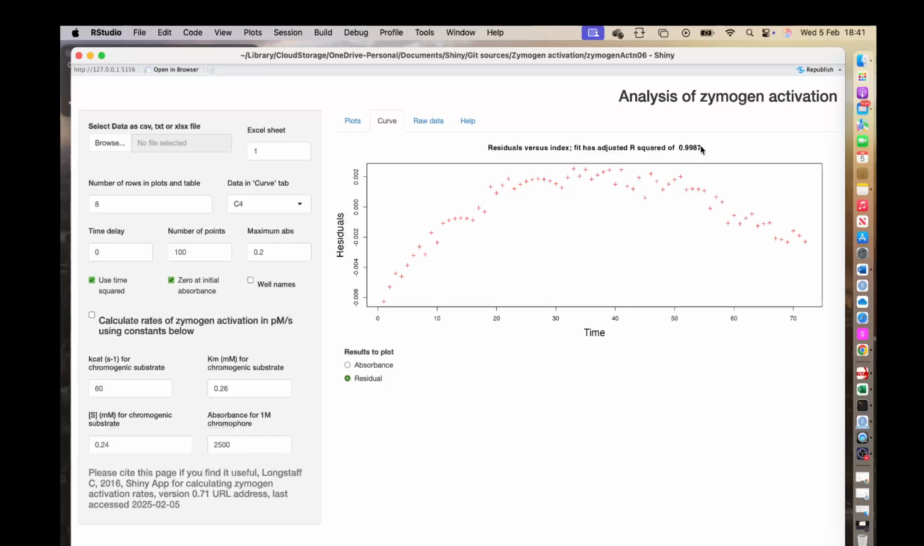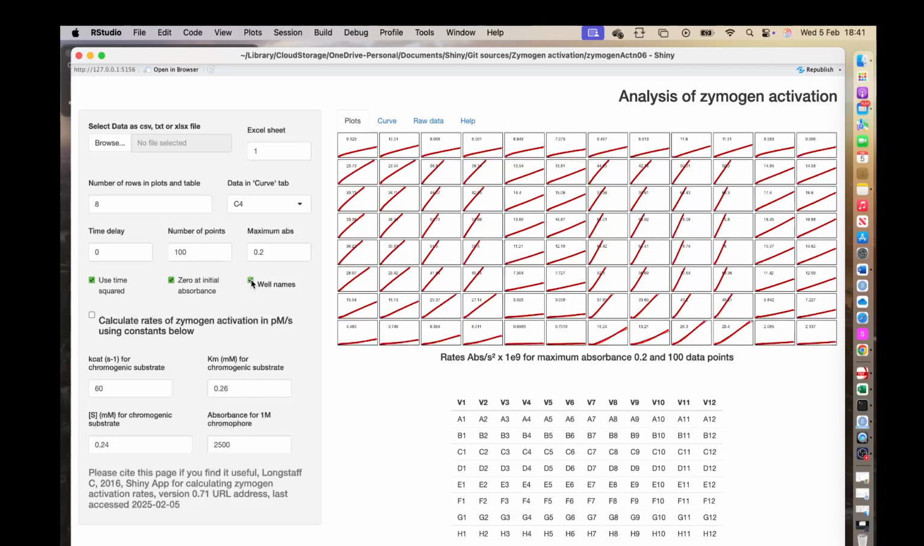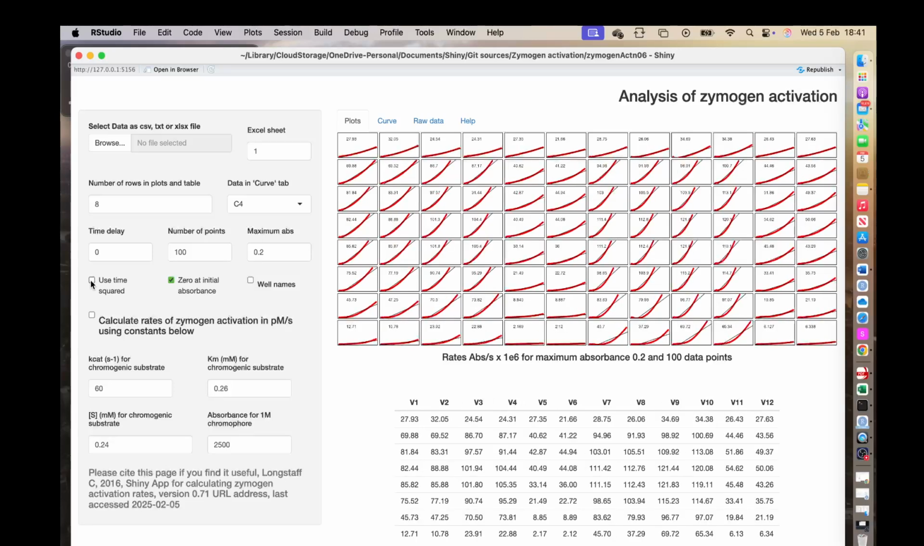There are 4 more simple options below this. Zero initial absorbance is useful for plotting if you have variable starting absorbances in your reactions. Zero initial absorbance will help with the appearance of the plotted curves if they have different starting values. Zeroing makes no difference to the calculated rates. The well names checkbox toggles between rate data and well names. The use time squared checkbox is ticked by default for zymogen activation assays.